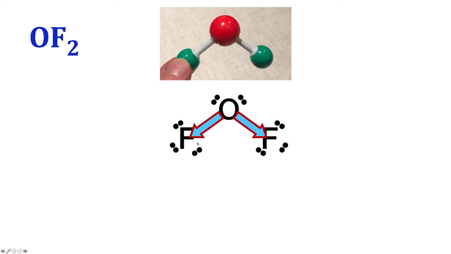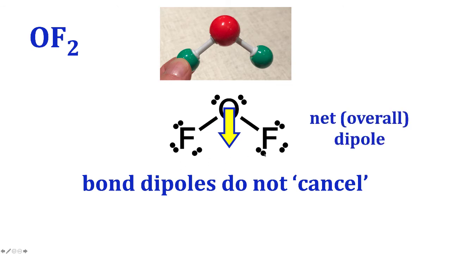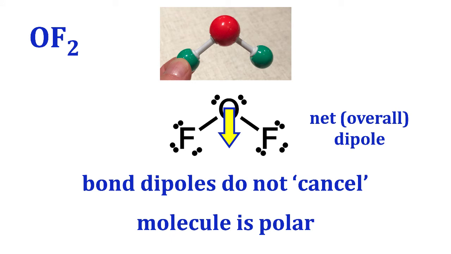And now, because of the bent molecular shape, because of these two lone pairs, these two dipoles do not point in opposite directions, and they do not cancel each other out. And when they add up, they actually make a net dipole, or an overall dipole, that's pointing towards the fluorines. So the fluorine side of the molecule is a little more negatively charged. Relatively speaking, the oxygen end of the molecule is a little more positively charged. And since the bond dipoles don't cancel, since there's an overall or a net dipole for the molecule, we say the molecule is polar.